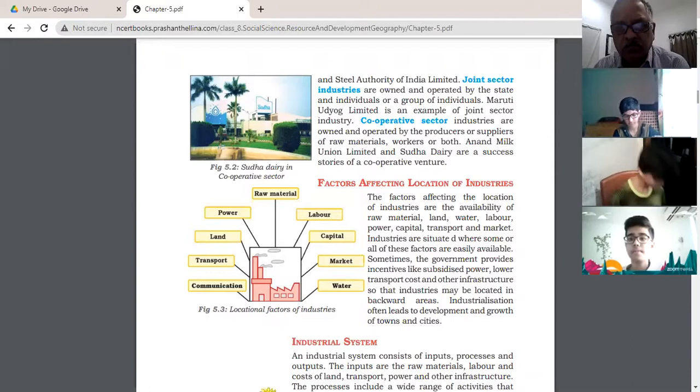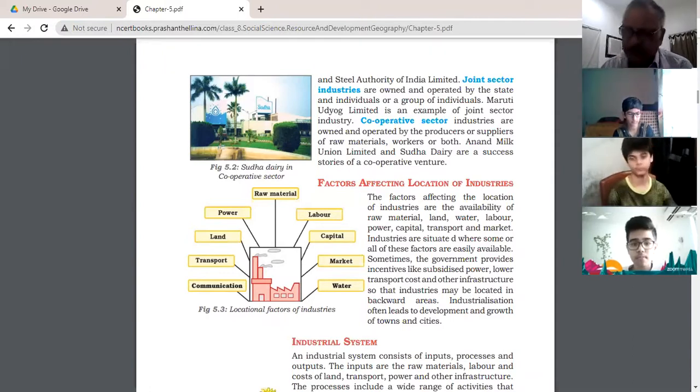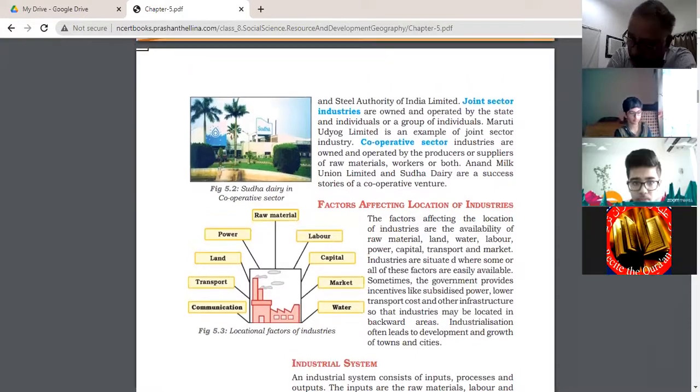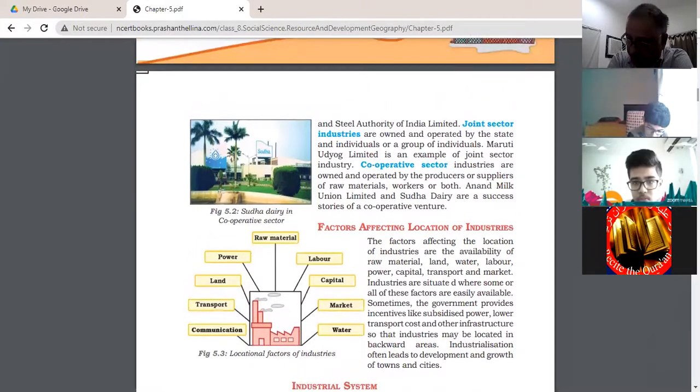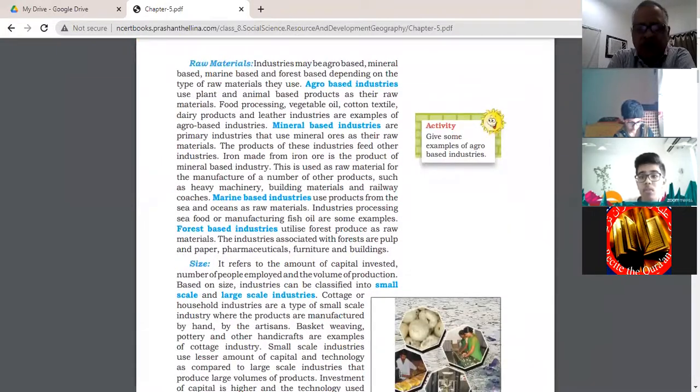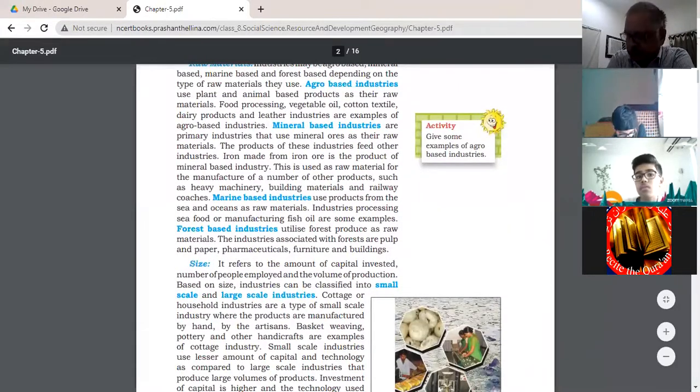Okay, now classification of industries. There are mainly four types of classification of industry on the basis of raw material. Raw material means the product which directly comes from the agriculture or from mines.